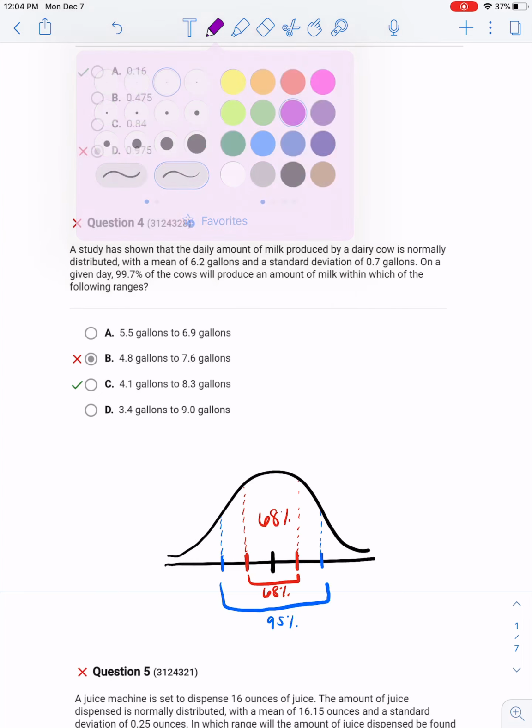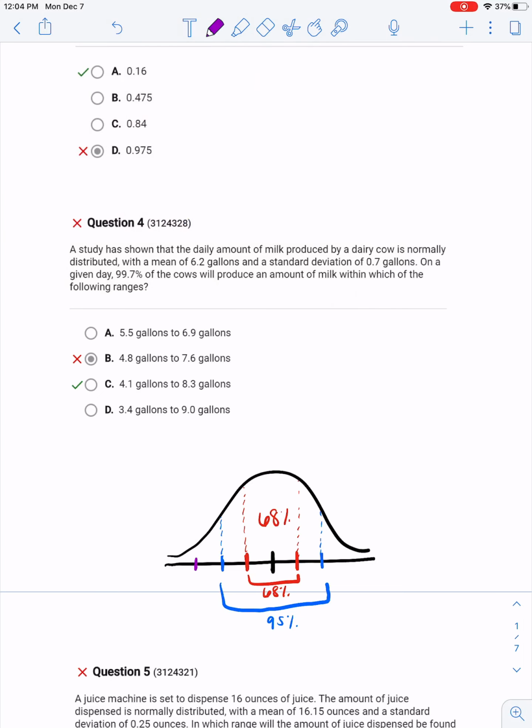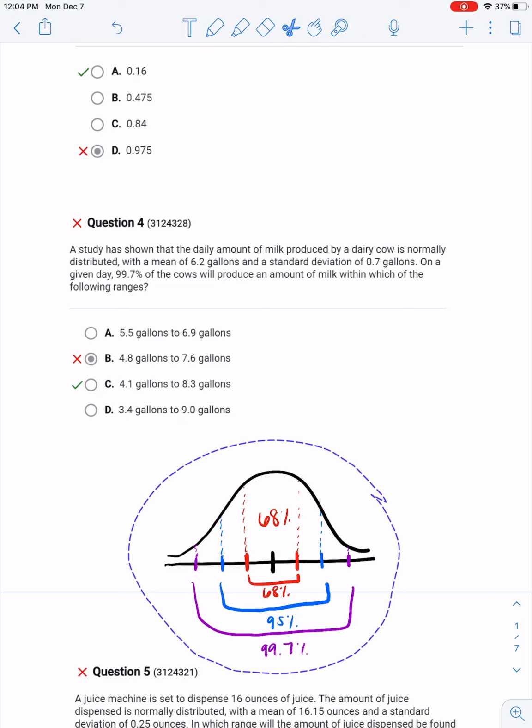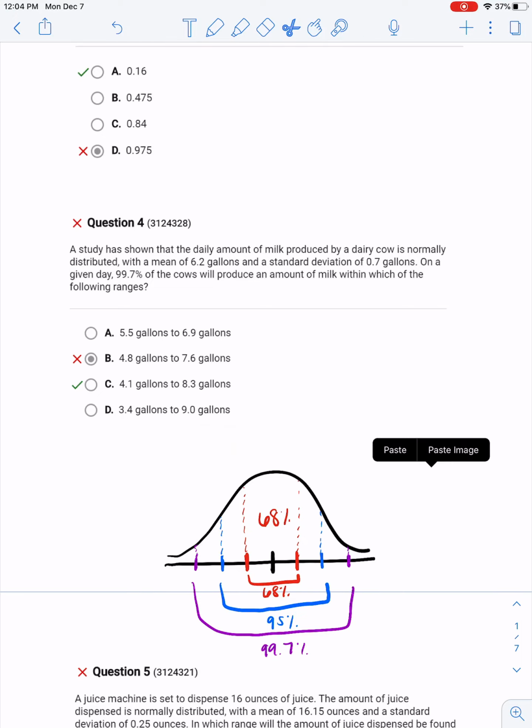And then if we do one more standard deviation, so one more to the left and one more to the right, this would represent 99.7% of the data. Okay, so again, if I draw in these little purple lines on my curve, from the first purple line all the way over under your curve, all of that data to the next purple line is going to be 99.7% of the data, okay? So we're going to use that. I'm actually going to copy and paste this. We're going to use that concept for, honestly, most of these problems.